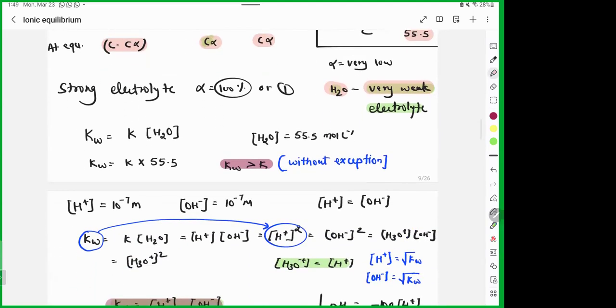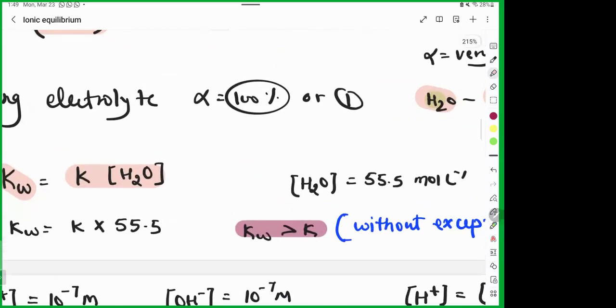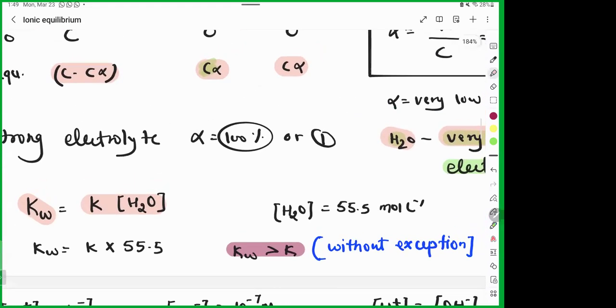Correct? If you take the ionization constant and multiply with H2O, you get the ionization constant of water. Ionization constant of water. Mridul, why is Kw greater than K? Without exception, Kw value is always greater than K. Why?